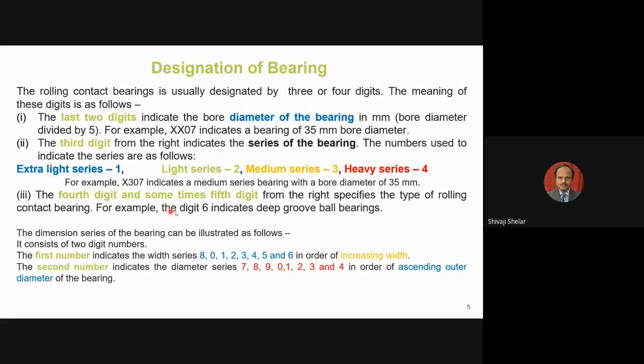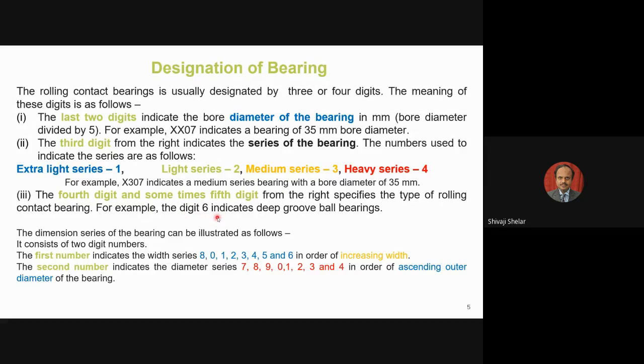And the fourth digit, sometimes the fifth digit if required, is an additional digit. The fourth digit, or the additional digit from the right, specifies the type of rolling contact bearing, that is, what type of bearing we are designating. So 6 is used for indicating the deep groove ball bearing, and 2 is used for the spherical roller bearing.